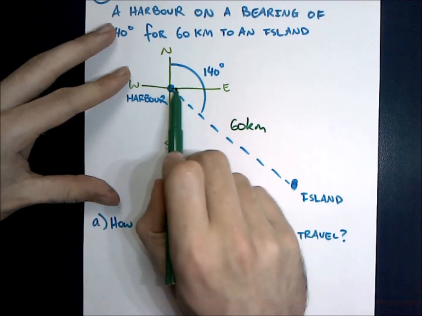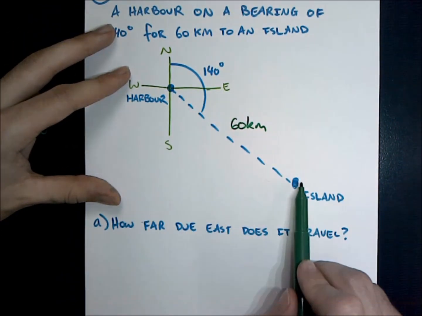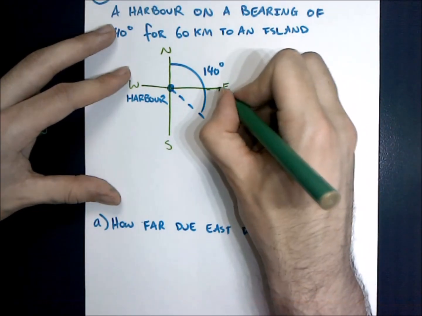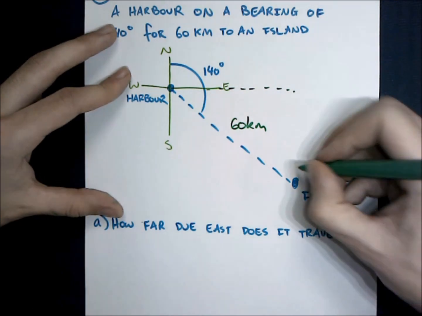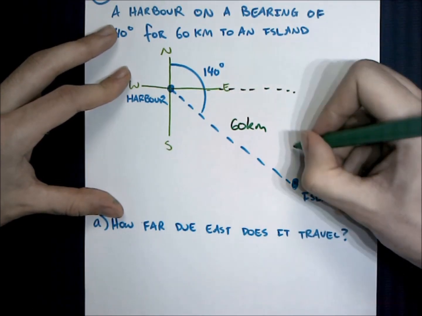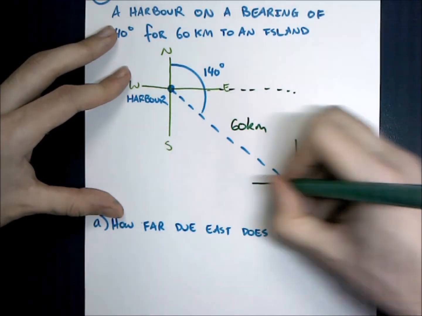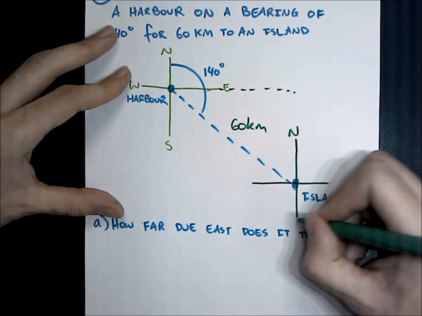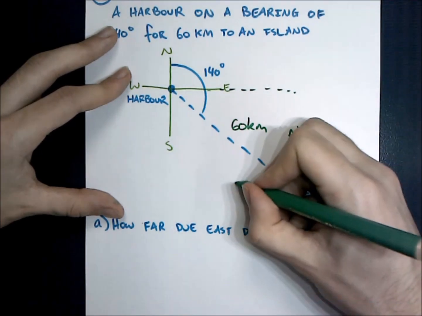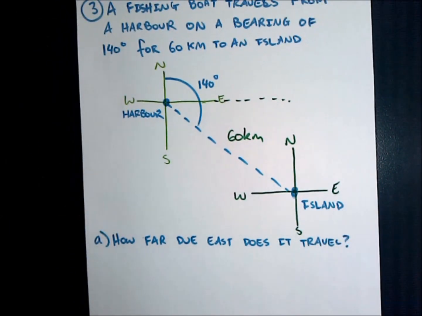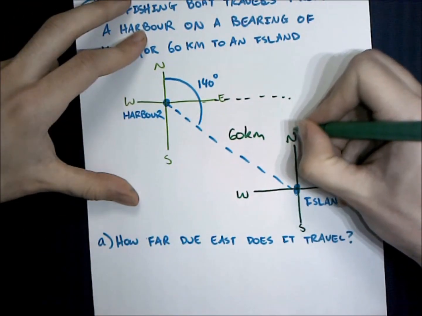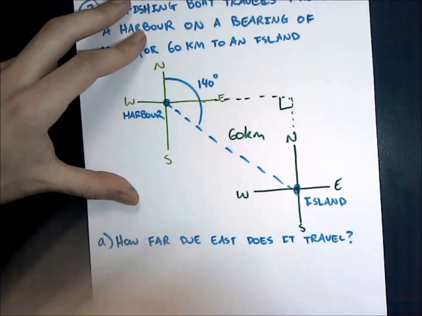So how far directly east has it travelled once it reaches this point here? What I'm going to do is extend that line out to about there, and I'm going to draw a... oh, I forgot to put my compass points in. So I've got my north, south, east, and west. I need to form a triangle so that you can use your trigonometric ratios. So if I extend that up, I'll form a right angle there.